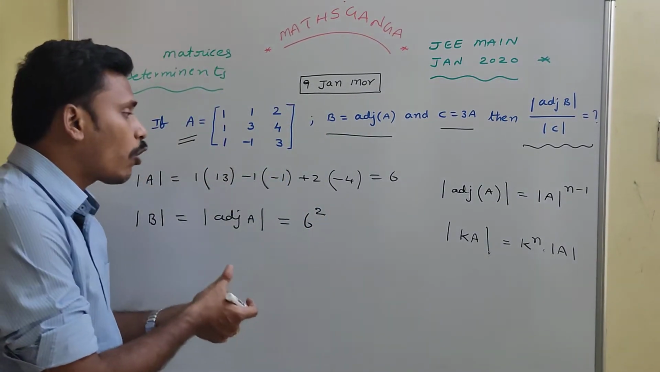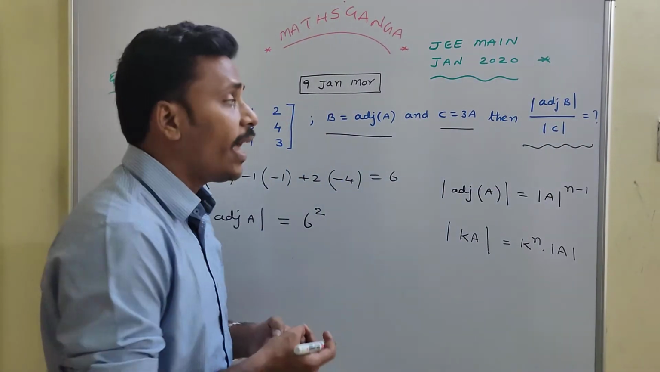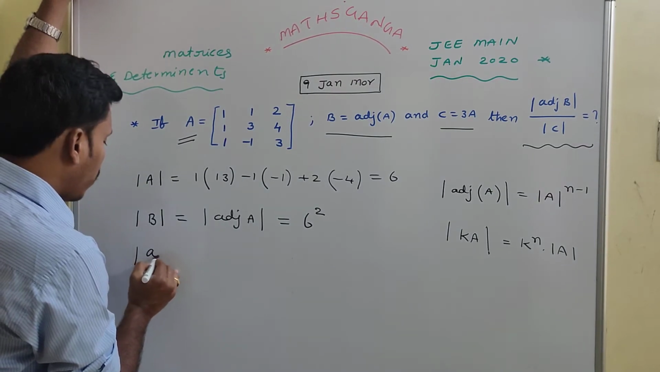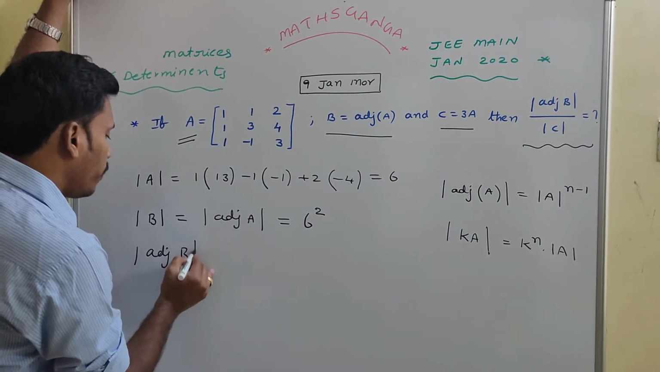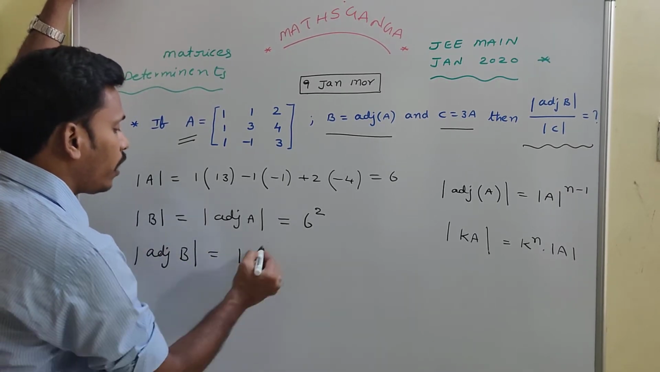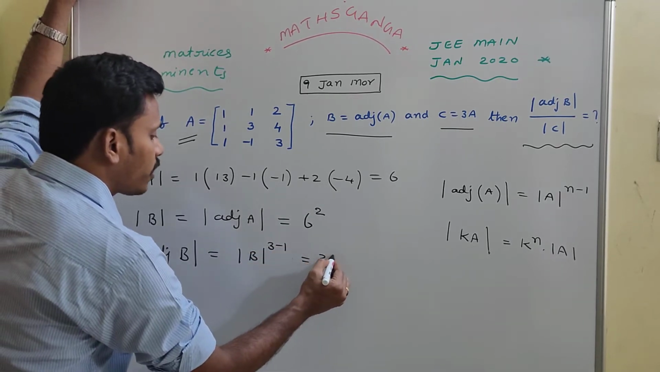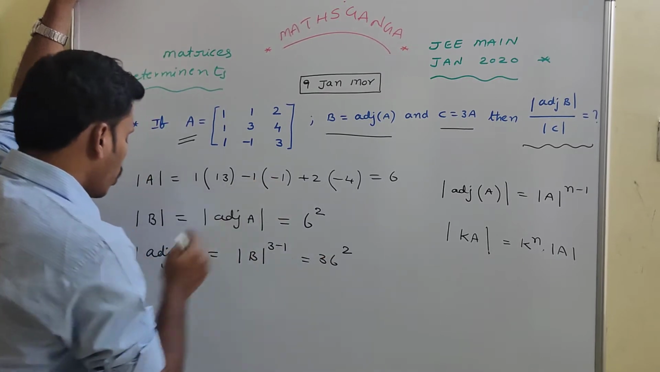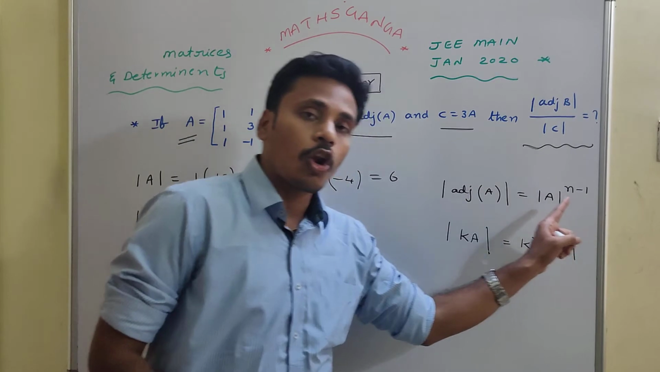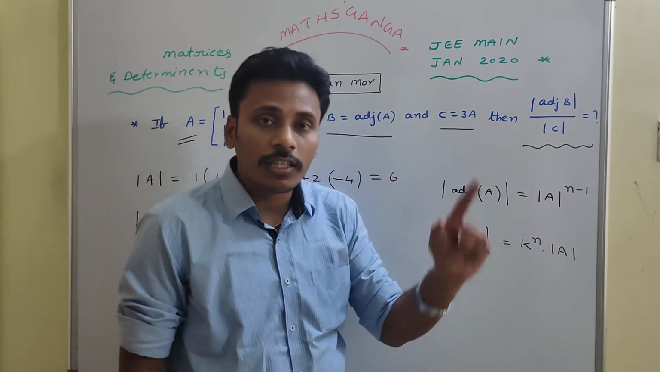Now I have determinant of B, but the numerator here is the determinant of the adjoint of B. In the next step you need to find the determinant of the adjoint of B. It is again determinant of B to the power 3 minus 1, and this determinant of B is 36, and 3 minus 1 is 2. So determinant of adjoint of B is 36 squared. This logic we need to use two times, once for the matrix A and once for the matrix B.